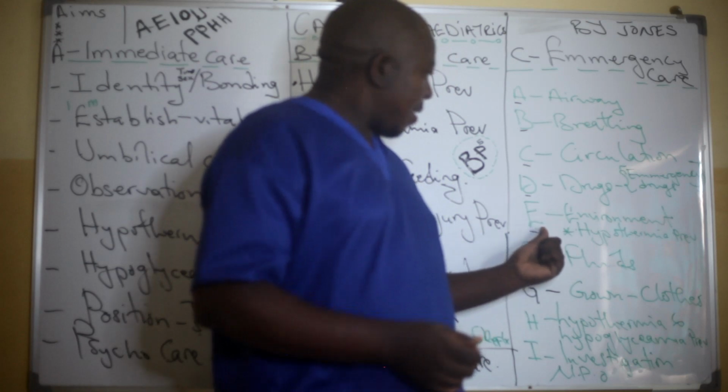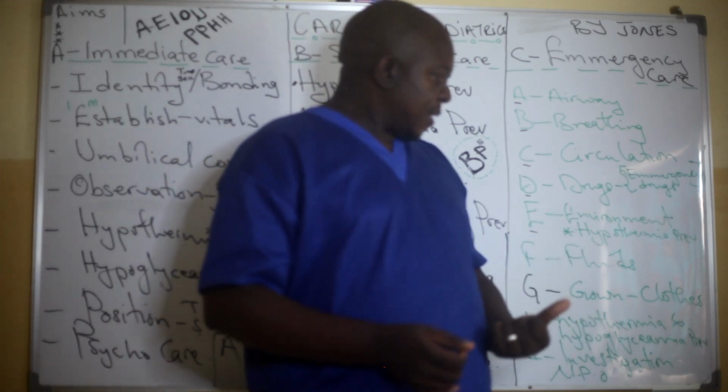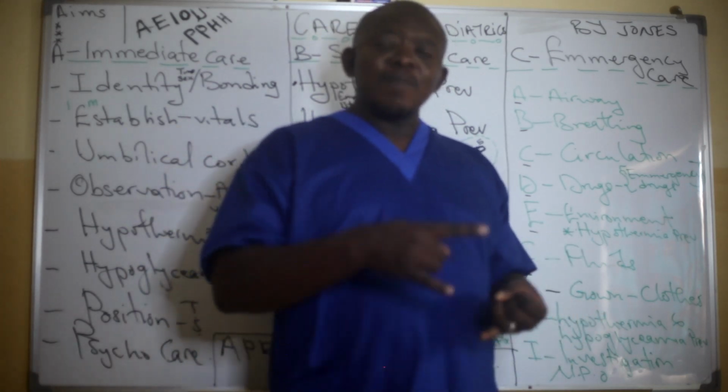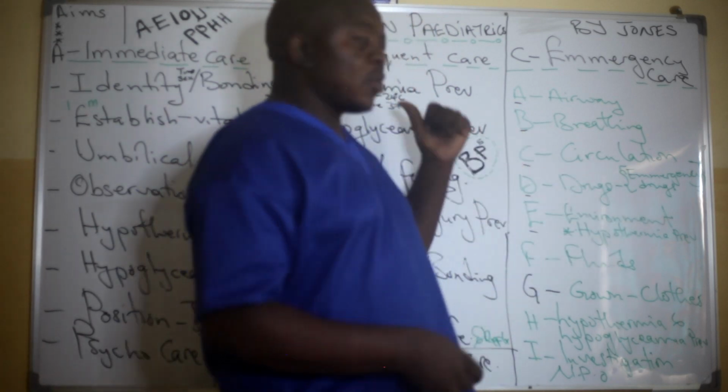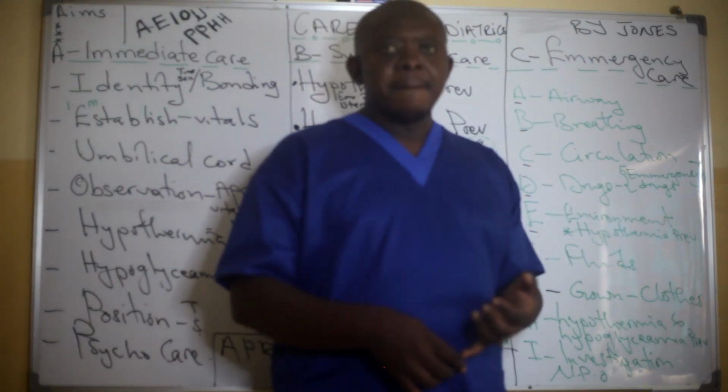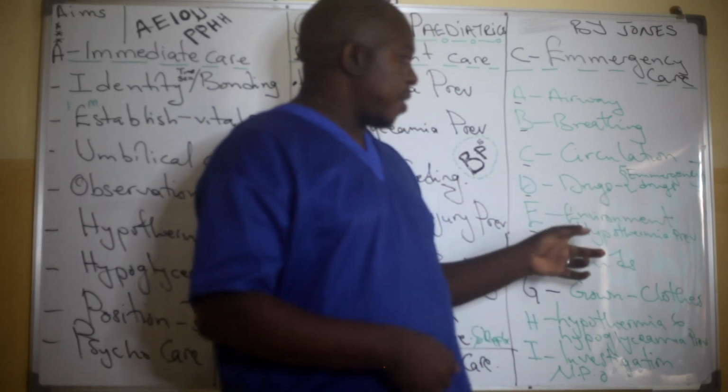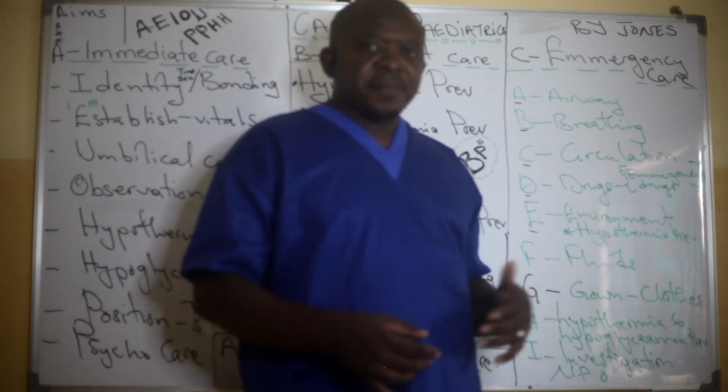Okay, then E is environment. So the environment should not make the baby prone to hypothermia. So you have to prevent hypothermia. That is to do with the environment. So that is to do with E.